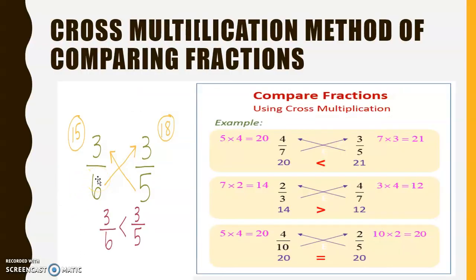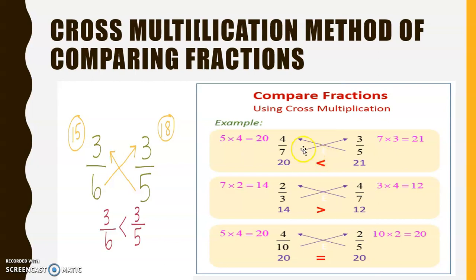This is actually the same way, which is called the cross multiplication method of comparison. You can see the cross here. Cross multiplication method of comparing fractions. So again you can assume this is the butterfly wing. So 5 threes are 15, and here again the second wing, 6 threes are 18. 18 is a bigger value, so this fraction is bigger. 3 by 6 is smaller than 3 by 5.